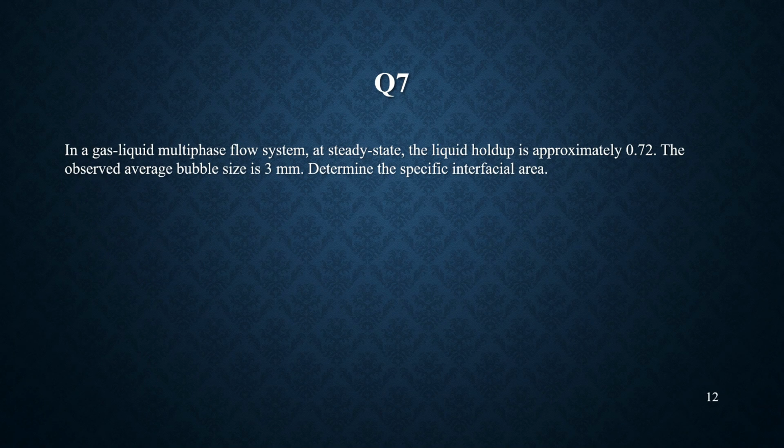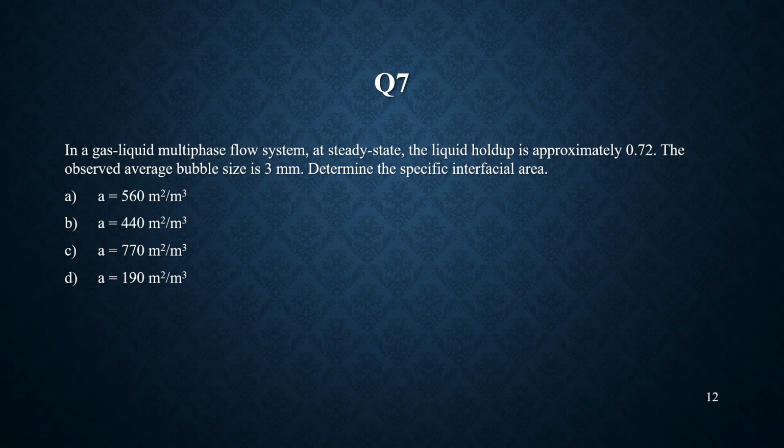So we'll go to question 7. In question 7, it is asked that in a gas liquid multiphase flow system at steady state, the liquid holdup is approximately 0.72. The observed average bubble size is 3 mm. Determine the specific interfacial area. Option A, it is 560 meter square per meter cube. Option B, it is 440 meter square per meter cube. Option C, it is 770 meter square by meter cube. Option D, it is 190 meter square by meter cube.